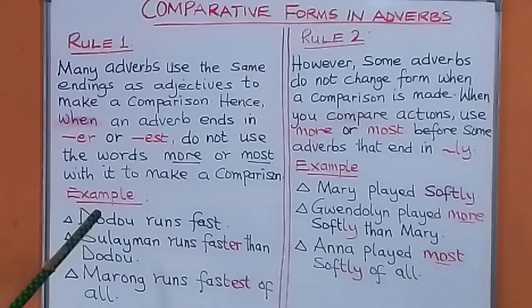Let's take an example. Dudu runs fast. The adverb there is fast. Dudu runs, that's the verb. Fast, adverb. Look at the second sentence. Suleiman runs faster, er is added, than Dudu. Look at the third sentence. Maron runs fastest, est is added, of all.